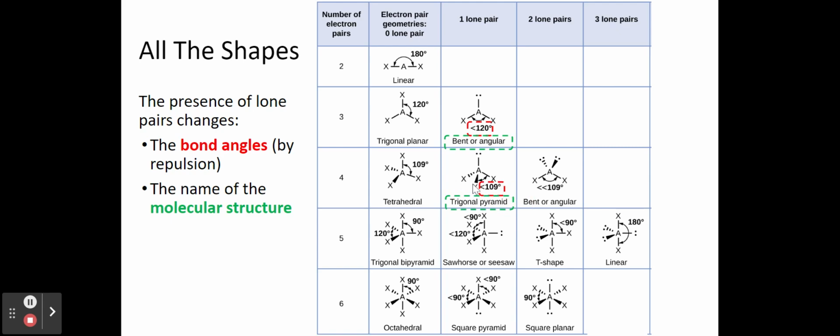We have 3 atoms coming off the central atom. A lone pair of electrons forces those atoms closer together, and our shape would be trigonal pyramidal. It would almost look a little bit like a pyramid.